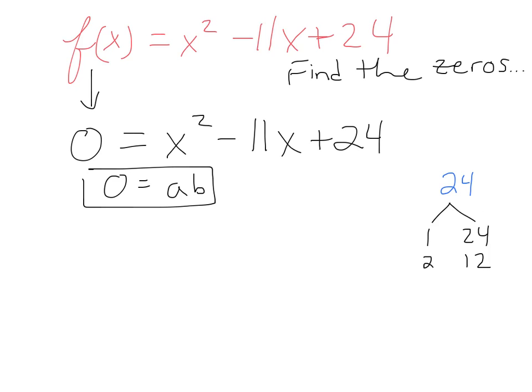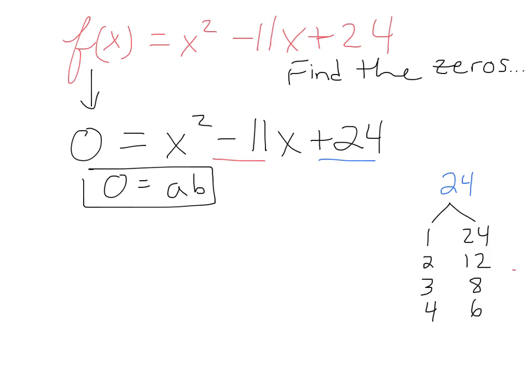Notice I'm just going 1, 2, how about 3? 3 with 8. 4 works with 6. 5, no. 6 again works with 4. So I think we're just repeating ourselves if we go any further. So we're looking at the factors of C, but they have to add to B.